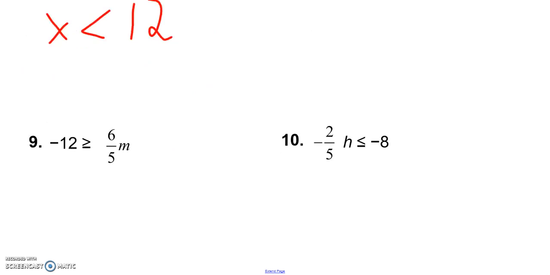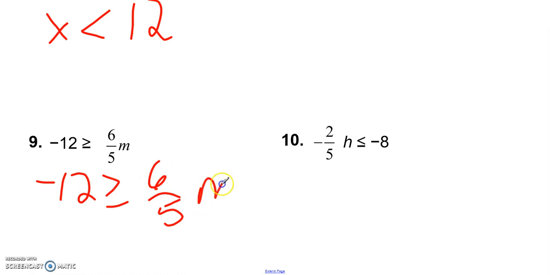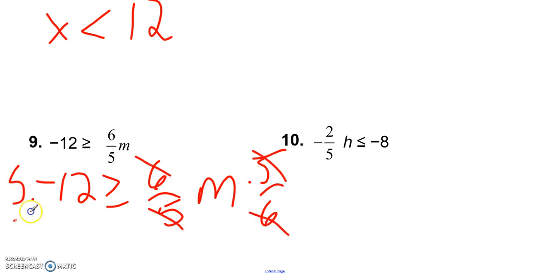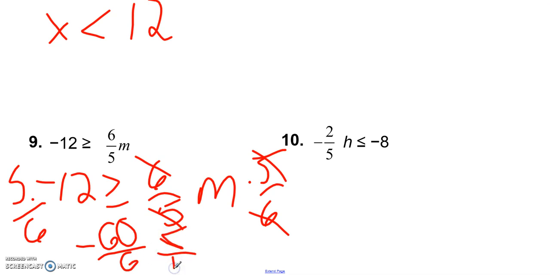And now we have this one. I'll do 9, and you can do the other two. So 12 is greater than 6 over 5m. So I have to multiply by 5 over 6 to get rid of these, and then multiply by 5 over 6. So I get negative 60 over 6, and I had to switch my sign. And then m. So I have that m is greater than or less than negative 10.